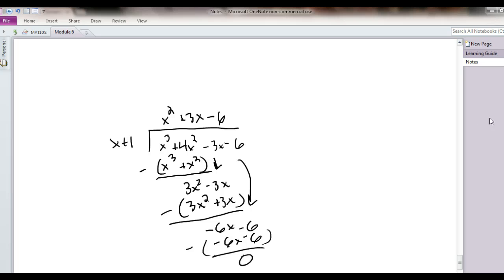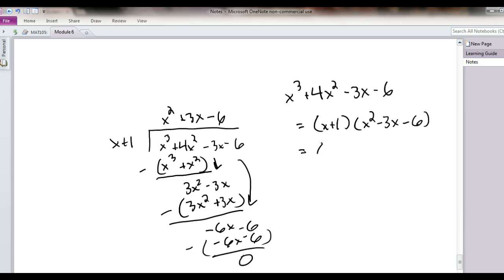Okay, so that tells me that x to the third plus 4x squared minus 3x minus 6 is really equal to x plus 1 times x squared plus 3x minus 6. And the second one factors into x.